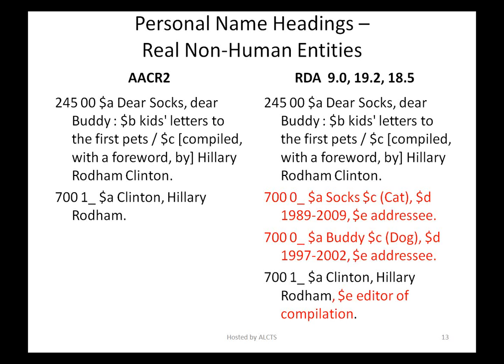And here's an example of a real non-human entity. This was a book published in 1998, I think, of letters to Socks and Buddy, who were the Clintons' pets. And in AACR2, Socks and Buddy do not get access points. Animals cannot get access points. They're not considered capable of authorship. In RDA, they are. So you can see that we would get access points for Socks as the addressee of the letters and Buddy as addressee of the letters.